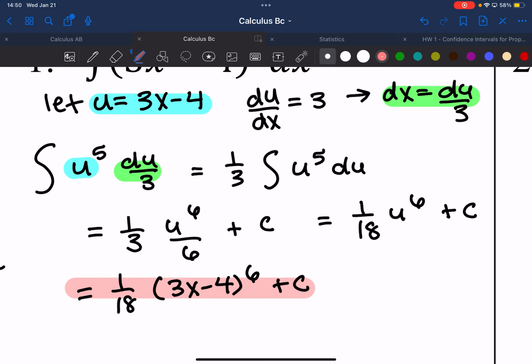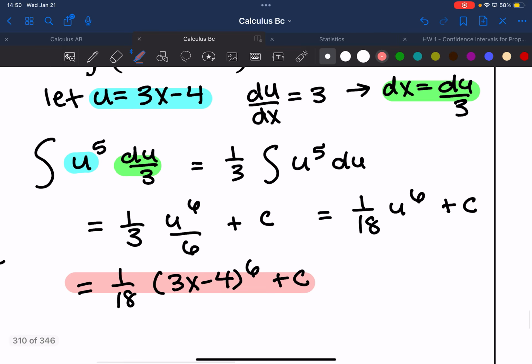Not too bad, right? Think of this question as an AB question. This is just our stepping stone to the BC ones.